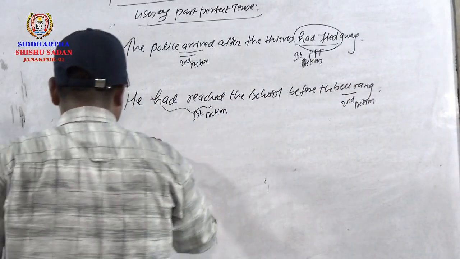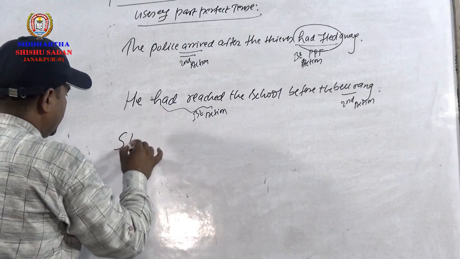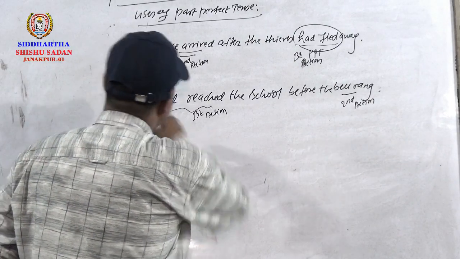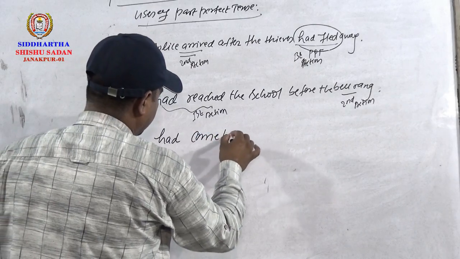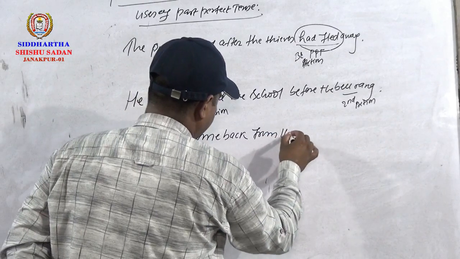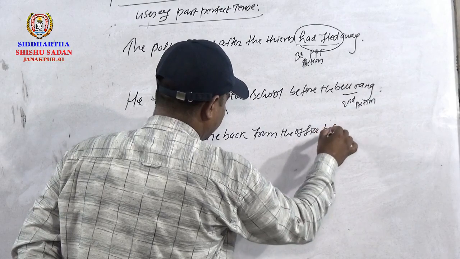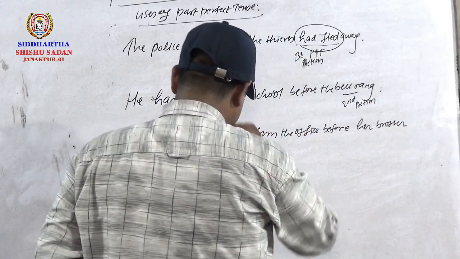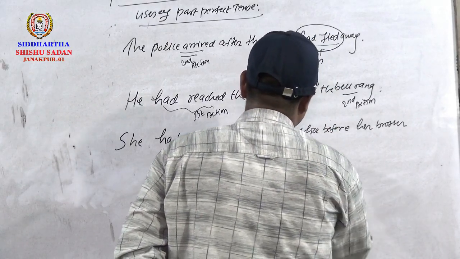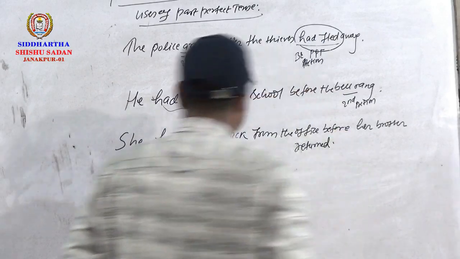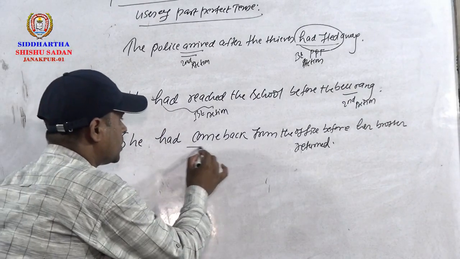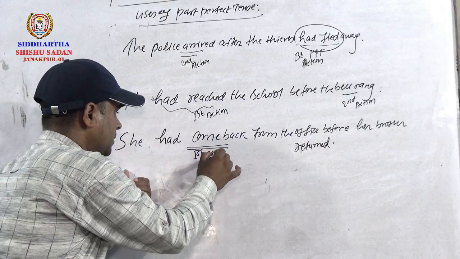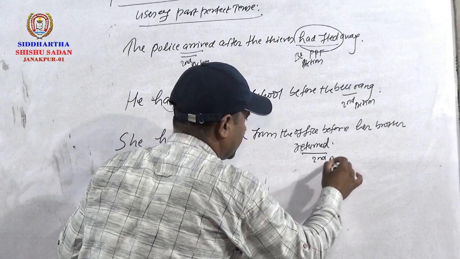Let's see one more example. Last. She had come back from the office before her brother returned. So which action occurred first here? She came back first. So first action, and this is the second action.